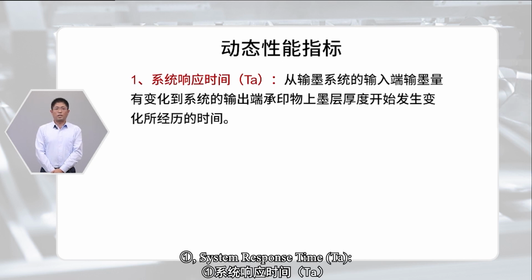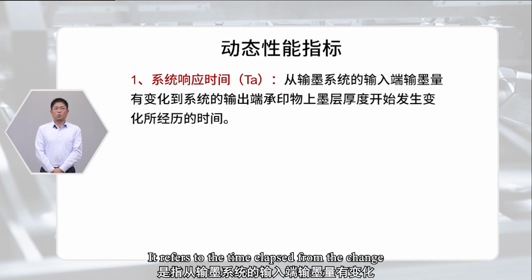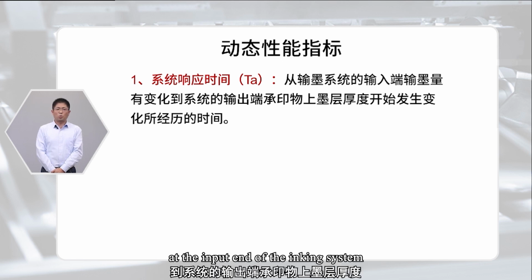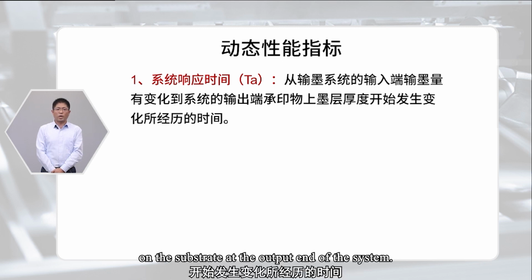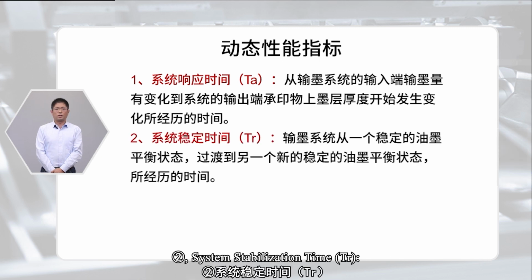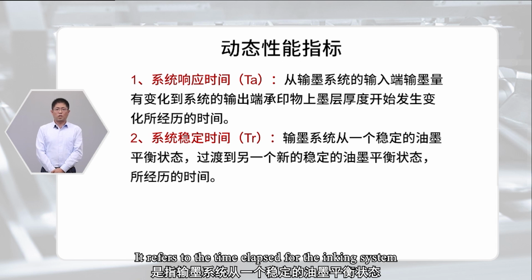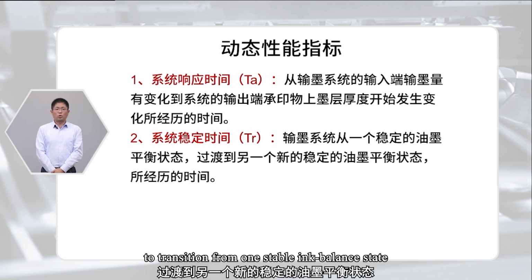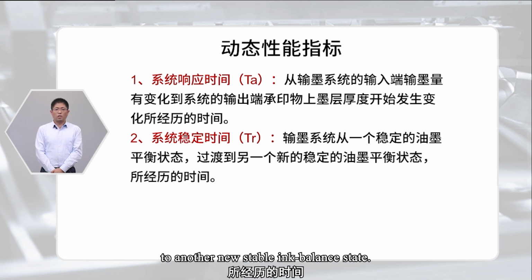1. System response time, T sub A. It refers to the time elapsed from the change of the inking amount at the input end of the inking system to the start of the change in the ink film thickness on the substrate at the output end of the system. 2. System stabilization time, T sub R. It refers to the time elapsed for the inking system to transition from one stable ink balance state to another new stable ink balance state.